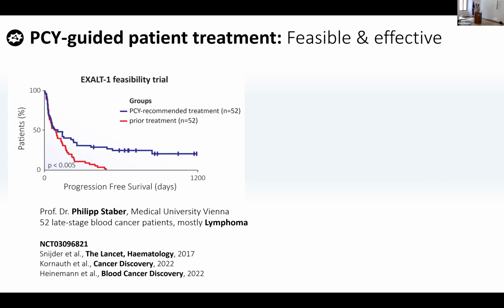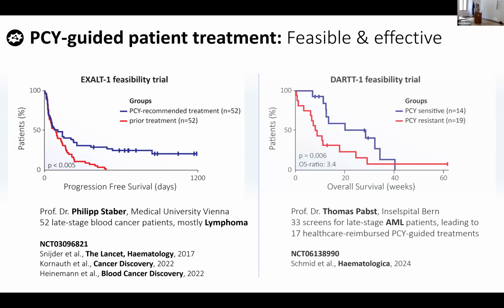And here, by the way, we compared that to the prior treatment response of that same set of patients. So how well did those patients respond to the previous treatment line? And we see that we do significantly better than that. In parallel, in Switzerland, we ran another such study, specifically on leukemia patients.